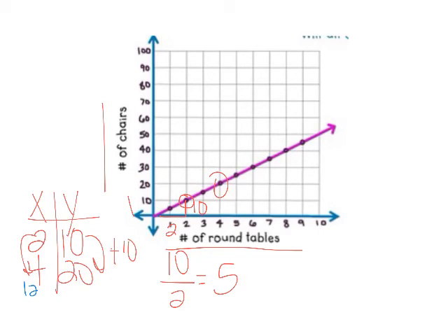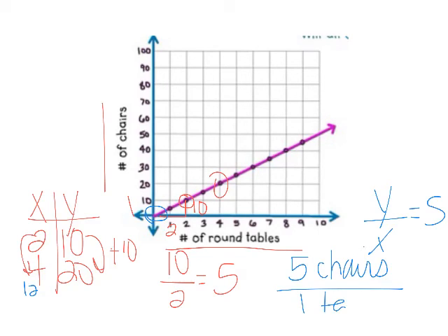What's our constant of proportionality? Our y divided by x. 10 divided by 2 is 5, it's proportional, we go through the origin. 10 divided by 2 is 5. 20 divided by 4 is 5. So our unit rate, our slope, our constant of proportionality is 5 chairs per 1 table.